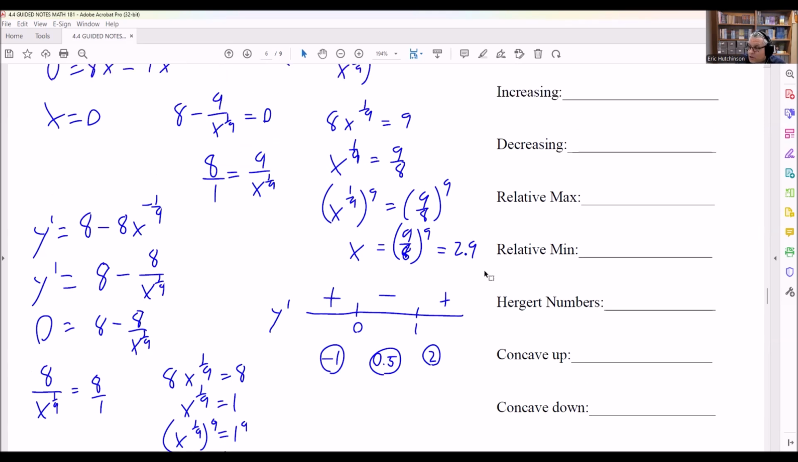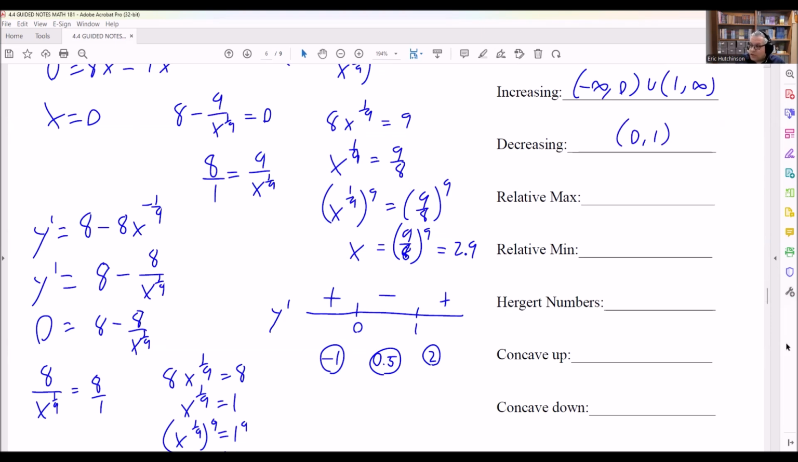So from that, we can do the increasing. Increasing is going to be -infinity to 0, and then from 1 to infinity. Decreasing is going to be from 0 to 1.